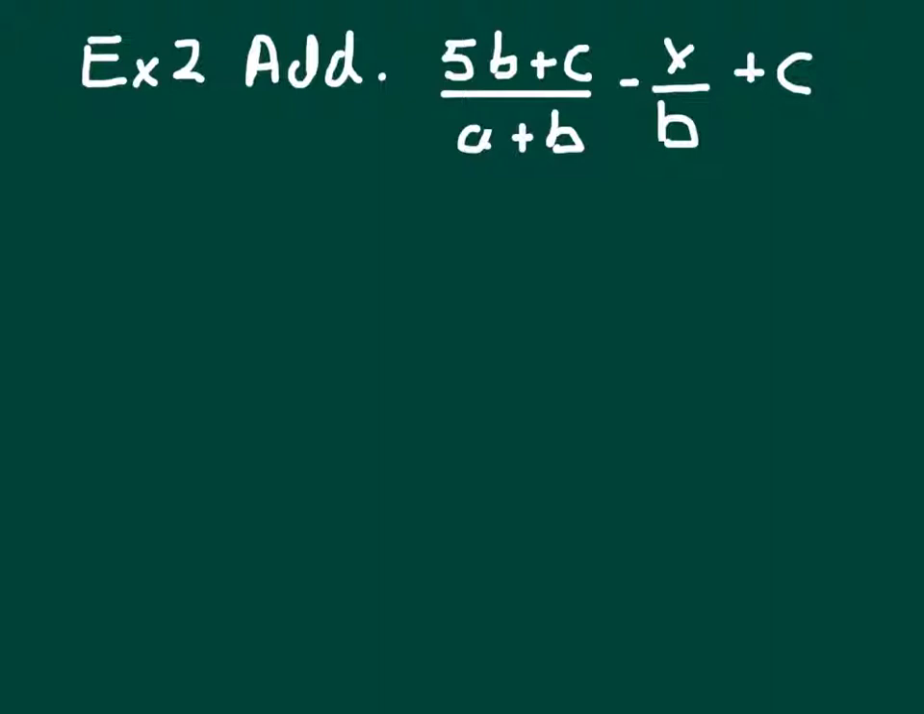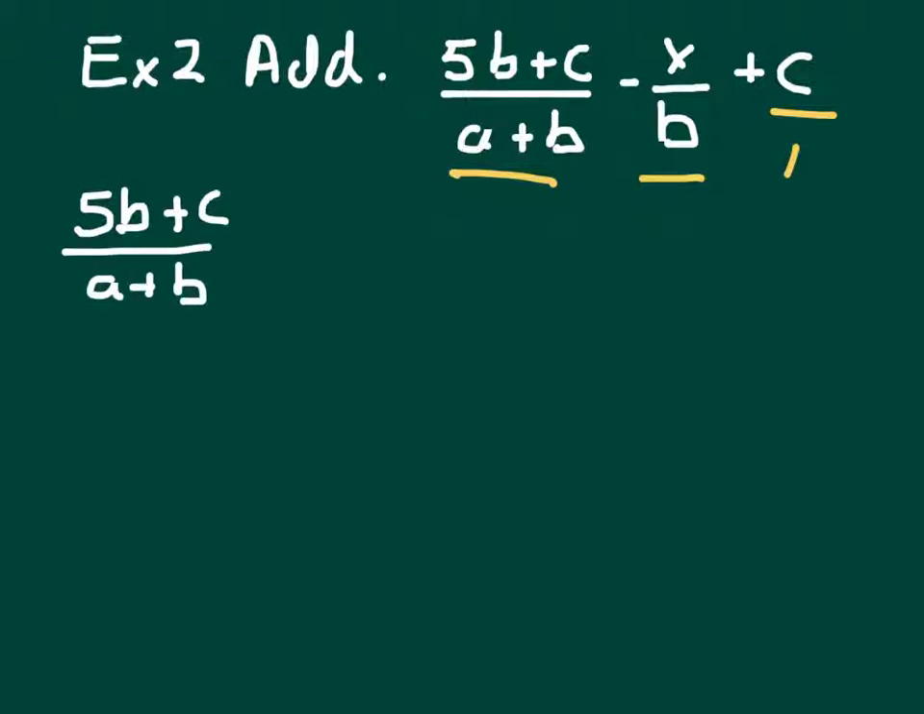Okay, let's take a look at example 2. Now in example 2, same type of situation. We're adding rational expressions. So I have that married couple right there, and I'm going to put that in a different color just to emphasize what we have. And then I have a b, and really, remember, that's just c over 1. So I'm going to write it vertically because I'm just more comfortable with that. So you have 5b plus c over a plus b, I have the x over b, and I have the c over 1.